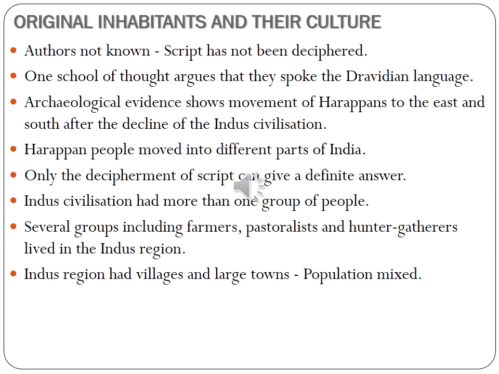The Indus Valley civilization had more than one group of people. There was not a single group; people were involved in different activities. Several groups, including farmers, pastoralists, and hunter-gatherers, lived in the Indus region. The Indus region had both villages and large towns. The population was mixed, not uniform. Some people practiced farming, some were pastoralists, and some were hunter-gatherers. So different groups of people were living in the Indus Valley region.